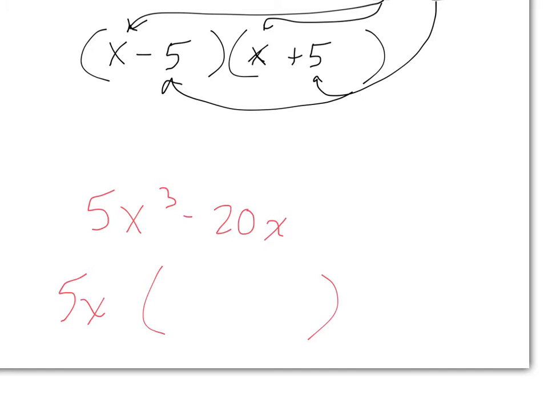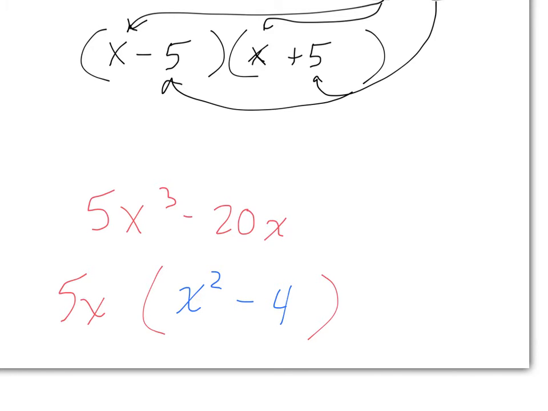Watch. Divide this by 5x. 5 cancels with 5, doesn't it? X cubed divided by x gives you? X squared. Well, that's what's left here. Then take the 5x and divide it into 20x, which gives you? Yeah, the 4 there, and we carry down the negative sign.